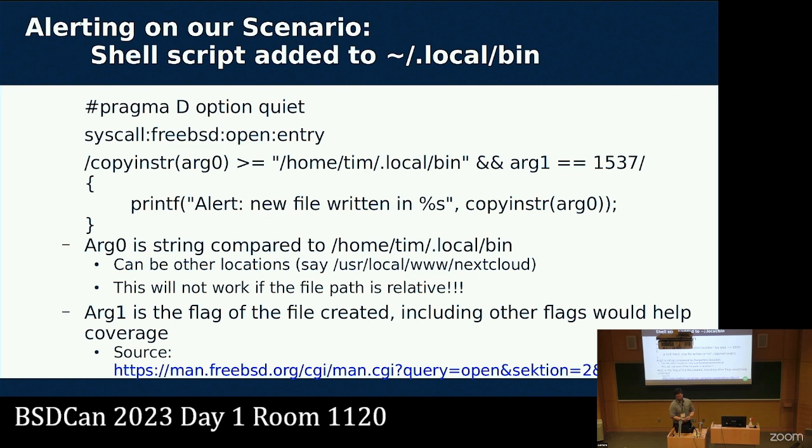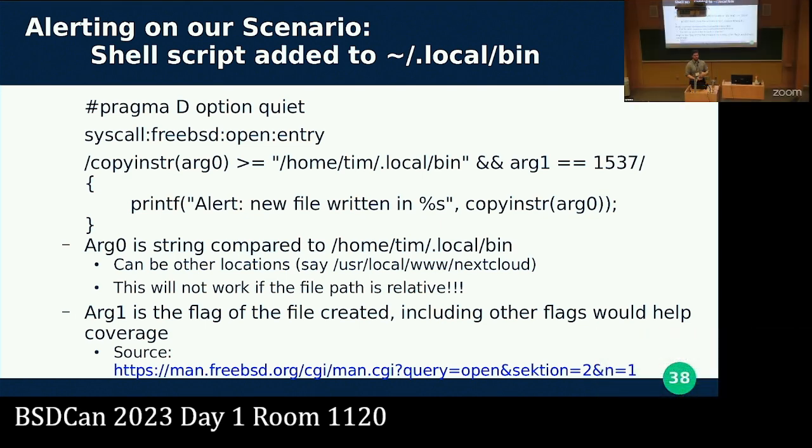This one's also kind of useful if you're worried about other locations. So if you're worried about PHP files being written to, say, /usr/local/www/nextcloud, this is a conceivable approach that you could use to alert yourself to web shells within your server environment. And let's see, arg1 is the flags of the file created. Other flags would help the coverage. And again, you can double check the man pages for more information.